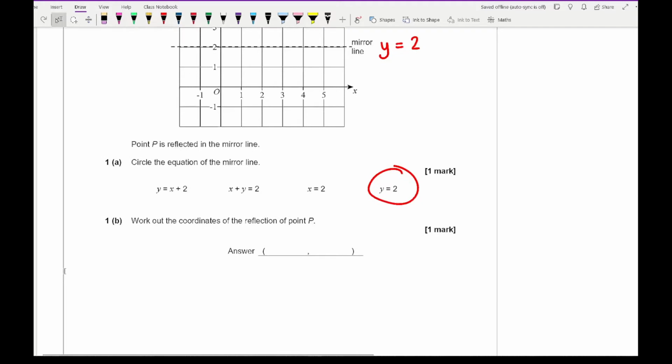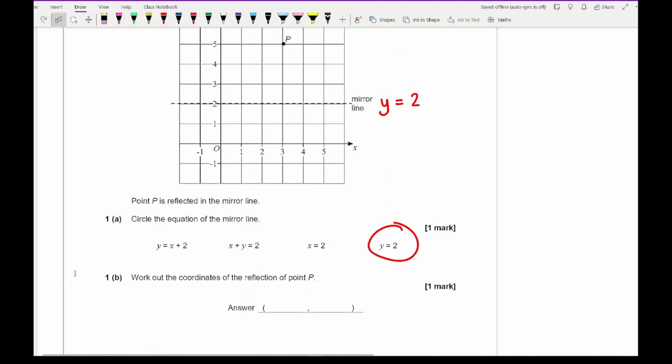For 1b, it says work out the coordinates of the reflection of point P. So looking at this, we can see that it's 3 squares perpendicular to the mirror line. So then I just need to do 3 squares in the opposite direction. And that is where P is going to be. And what coordinate is that? Well, that's going to be 3, minus 1.